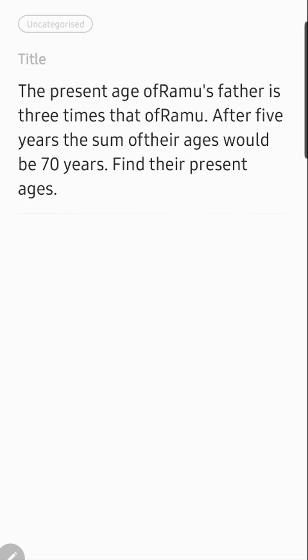Ramu's father's age is 3 times that of Ramu. So if we know the age of Ramu, then we can find the age of the father. If I take Ramu's present age as x, then what is the father's age? 3 times Ramu's, they said.